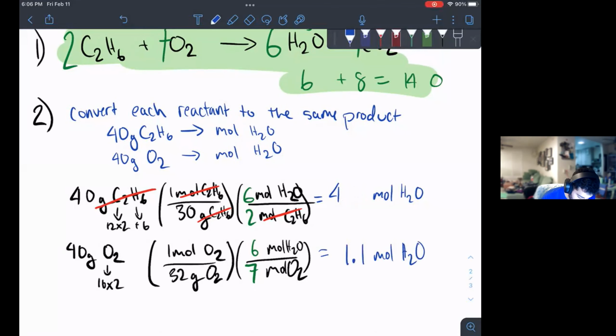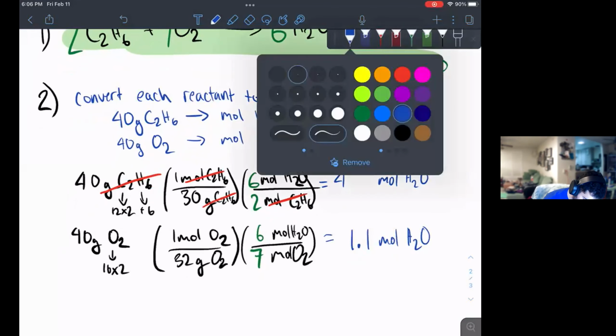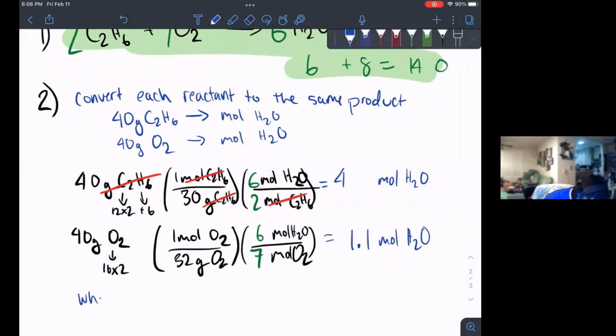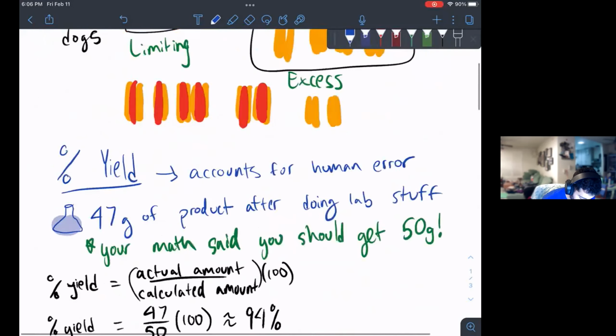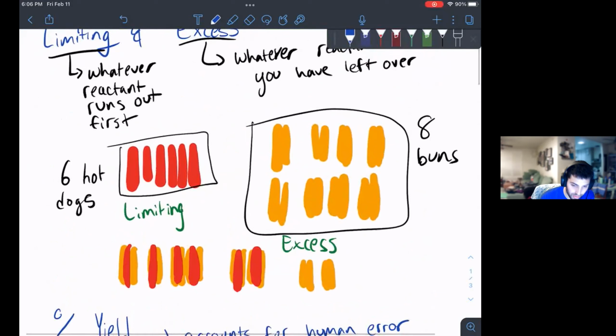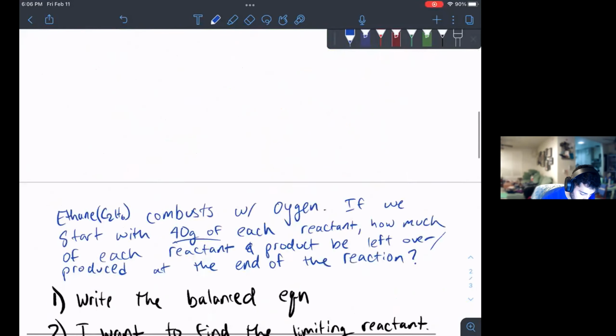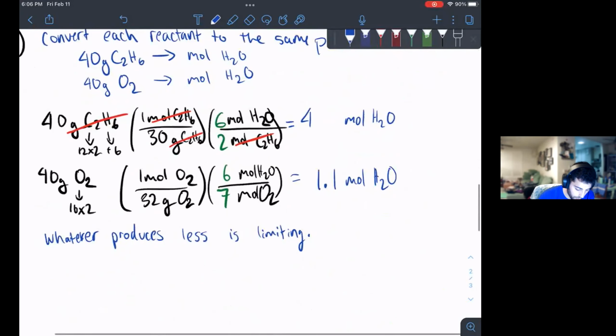So whatever produces less is limiting. And this kind of makes sense. If we go back to our hot dog examples up here, if I look at 6 hot dogs and 8 buns, we already know the hot dogs are limiting because you can make less hot dogs. But now once we add in stoichiometry, it's pretty much the same thing. Whatever makes less, that's our limiting.